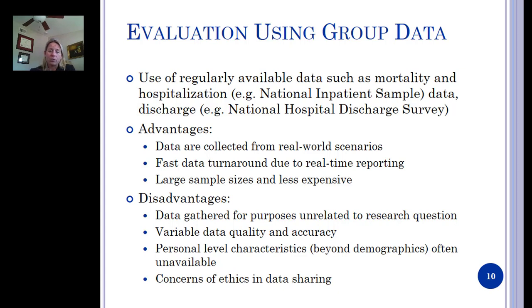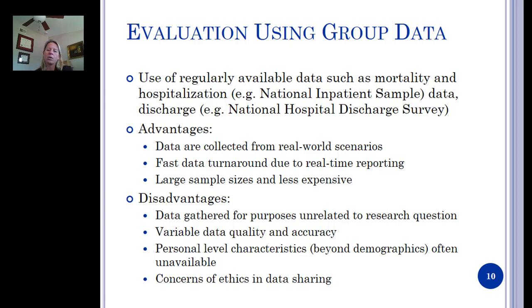Now, there are disadvantages, of course, and that is first and foremost that the data for these systems is generally collected for purposes unrelated to your research question about a program evaluation. And that then lends to whether or not you have the right endpoints or variables that you're interested in evaluating. The data can vary in terms of the quality as well as the accuracy. And most importantly, person-level characteristics beyond basic demographics data generally are unavailable for these sort of systems.